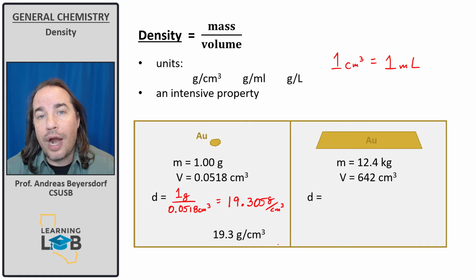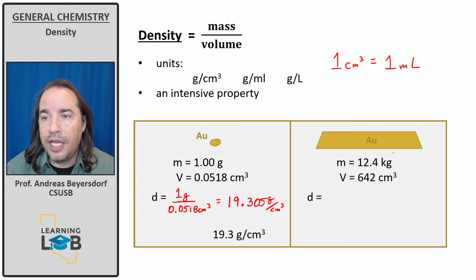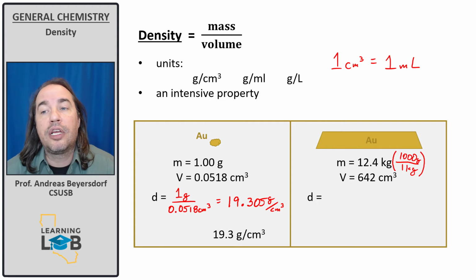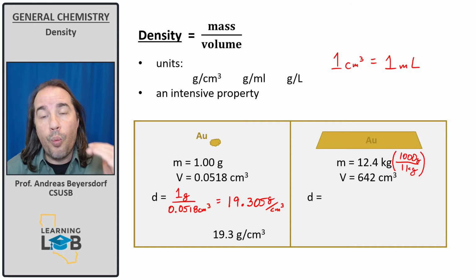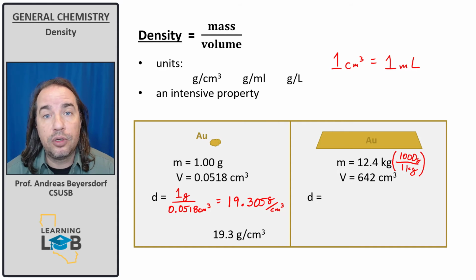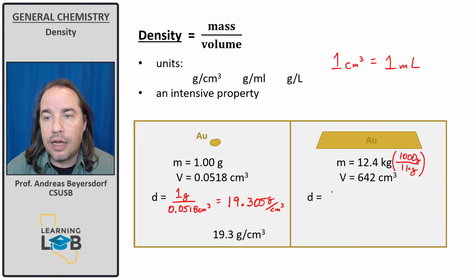Let's look at the same thing for a bar of gold. That might be 12.4 kilograms and have a volume of 642 centimeters cubed. Now the key thing is that if I want to compare the two densities, I need to have them in the same units. So instead of using the kilograms, let's convert this from kilograms to grams. And we do this by using the conversion factor between them. So 1 kilogram equals 1,000 grams. So that's going to give me a mass of 12,400 grams.